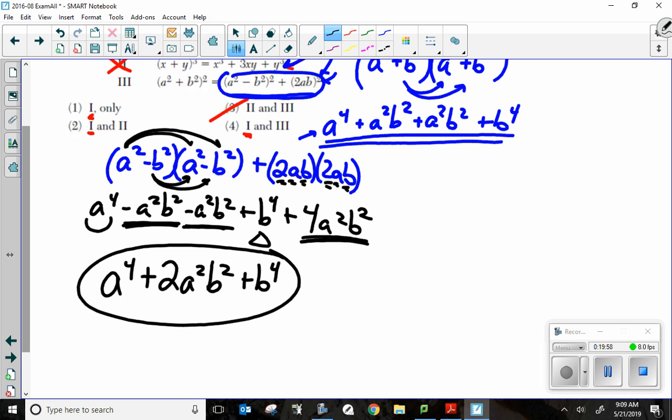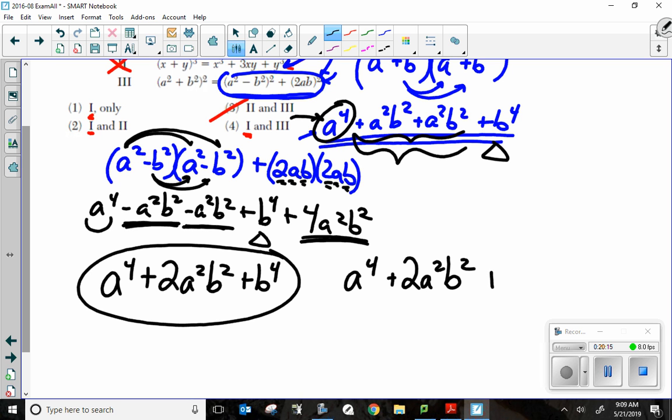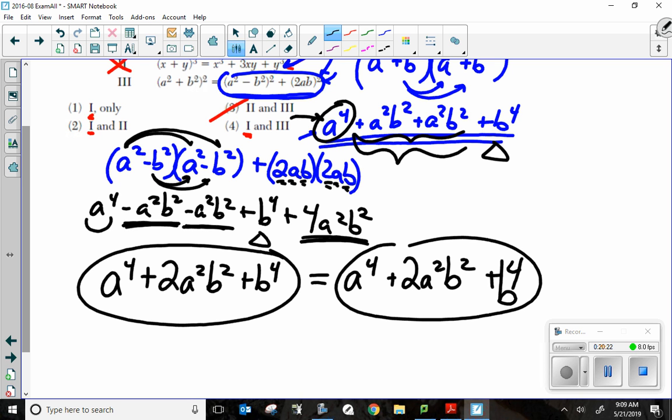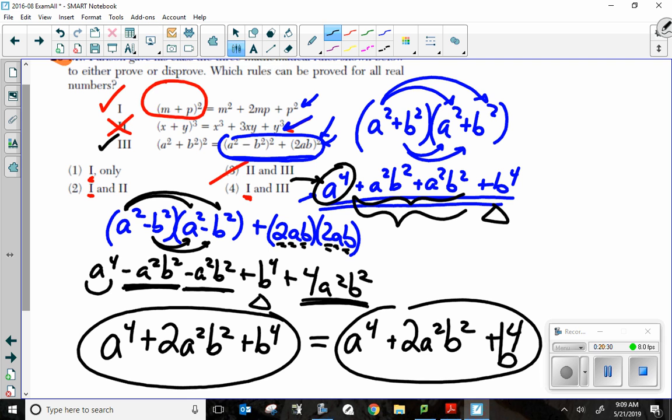So does this equal this? Well, is there anything I can combine here? There is. These two in the middle combine. So I have my a to the fourth, I have 2 a squared b squared, and then I have my plus b to the fourth. Yeah, those are equal. Look at that. Man, that's a lot of algebra. So 1 is true, and so is 3. Choice 4. That was a lot of algebra.